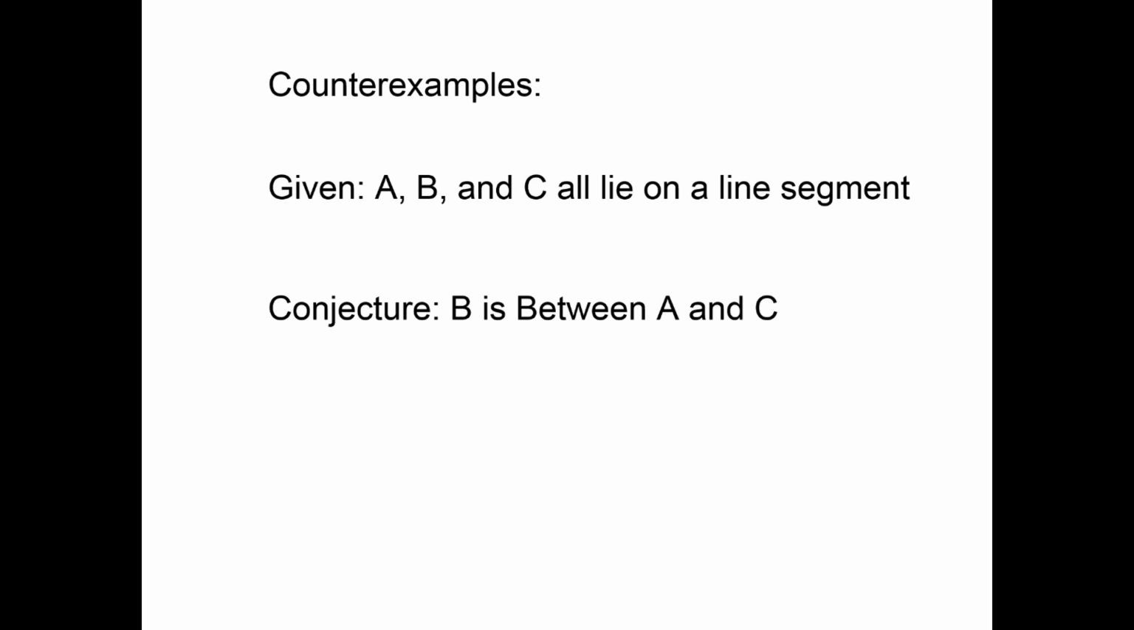And so here's what I was just talking about. We are given A, B, and C lie on a line segment, and let's say we have the conjecture B is between A and C. So as you saw before, when I gave you the diagram, we have A, B, and C. And in this case, it could be true. However, this is not always the case. To disprove a conjecture, all we need is a single counterexample.